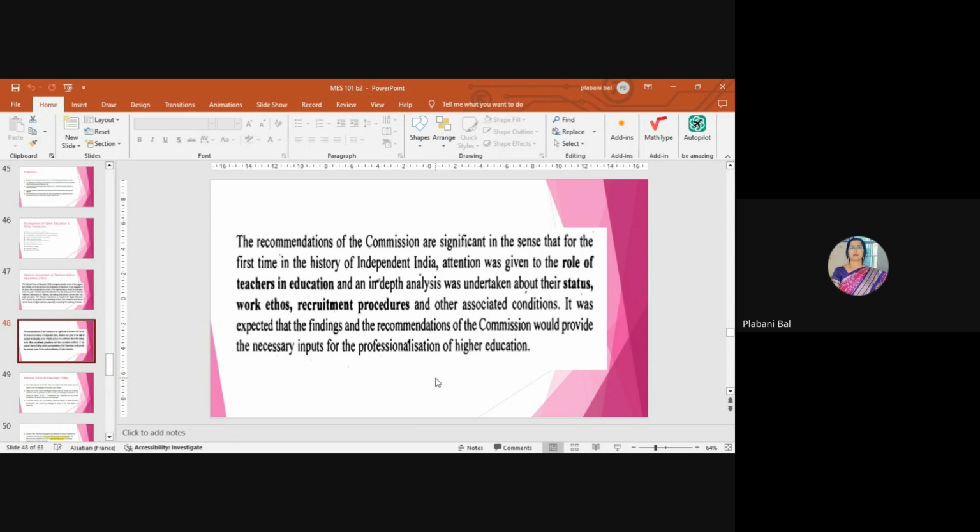An in-depth analysis was undertaken about their status, work ethos, recruitment procedure, and other associated conditions.